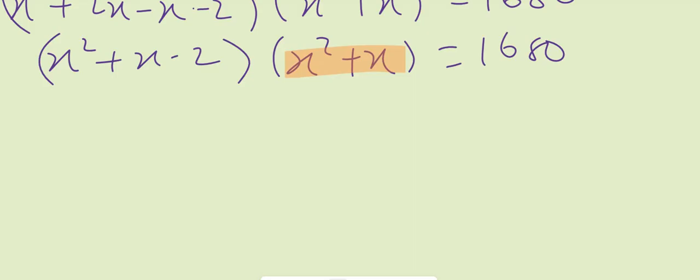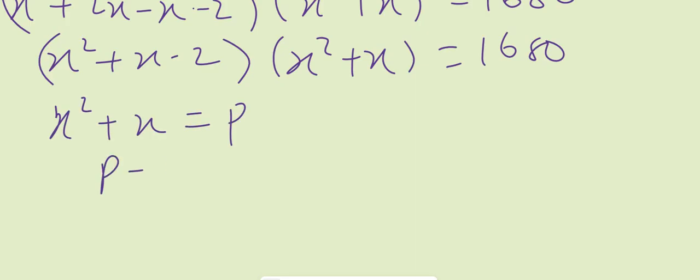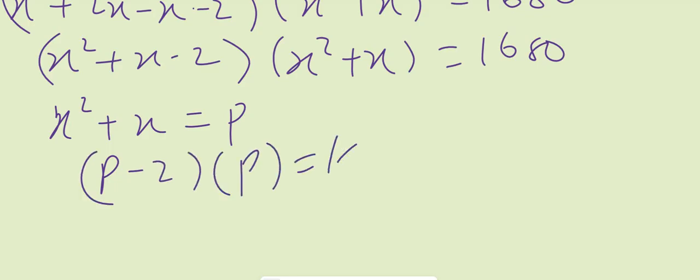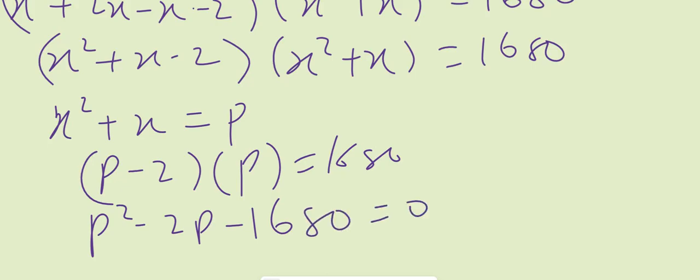Since this and this are both the same, instead of having a quadratic equation, I can represent x squared plus x with a letter p. So p minus 2 multiplied by p equal 1680. So therefore I have p squared minus 2p minus 1680 equals 0.